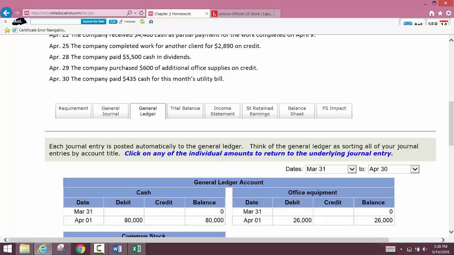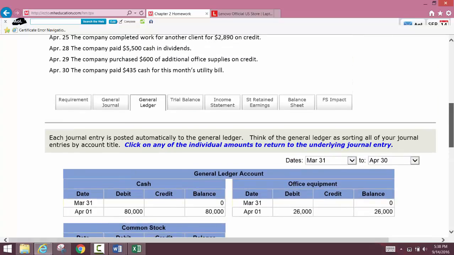Okay, good. So we entered that transaction. Oh, wait. What financial statement is that going to show up on? Income statement, statement of retained earnings, balance sheet? What do you think?